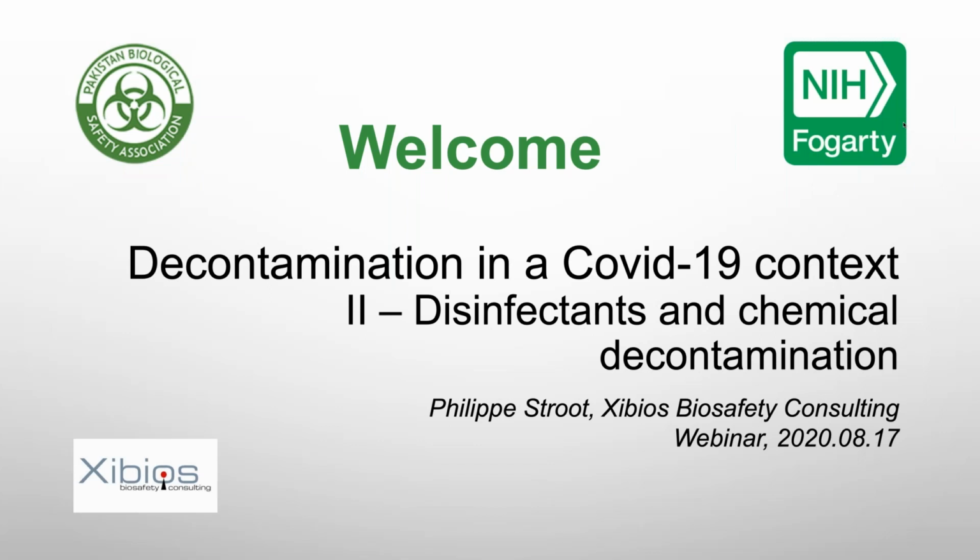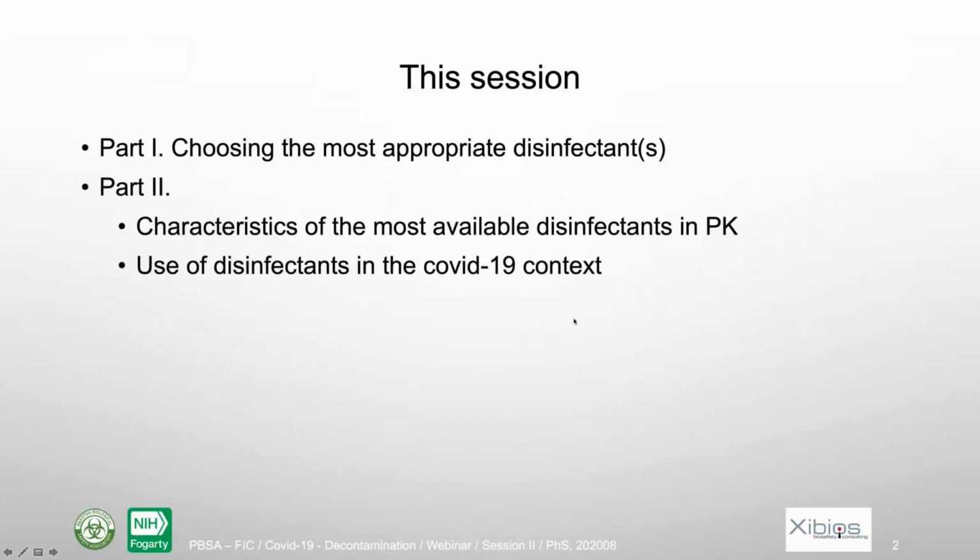Now it's time for the second session of the series of webinars on decontamination in a COVID-19 context. This session will be dedicated to disinfectant and chemical decontamination. There will be 2 parts. The first one will be the different elements that we need to take into account when choosing the most appropriate disinfectant. And part 2 will be an overview of the characteristics of the most available disinfectants in Pakistan, and then we'll conclude with a more strategic view on how to use disinfectants in this context of COVID.